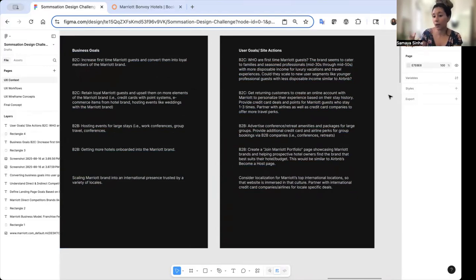The brand seems to, and this is again an assumption I'm making, I'd obviously have to test all these assumptions with research, but the brand seems to cater to families and seasoned professionals. So I would say anyone between their mid-30s through their mid-50s. And these are folks who tend to have more disposable income for luxury vacations and travel experiences. But could they scale to new user segments like younger professional guests with less disposable incomes, similar to how Airbnb makes it accessible?